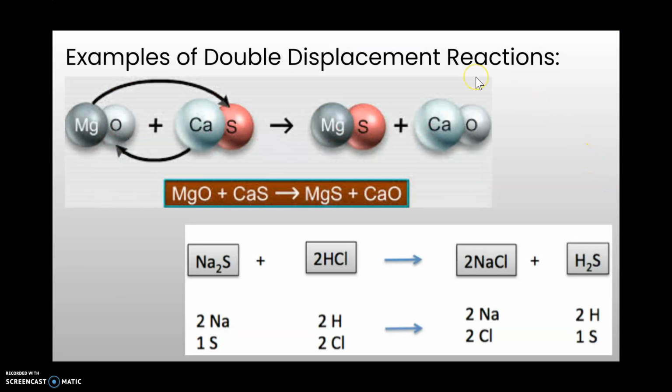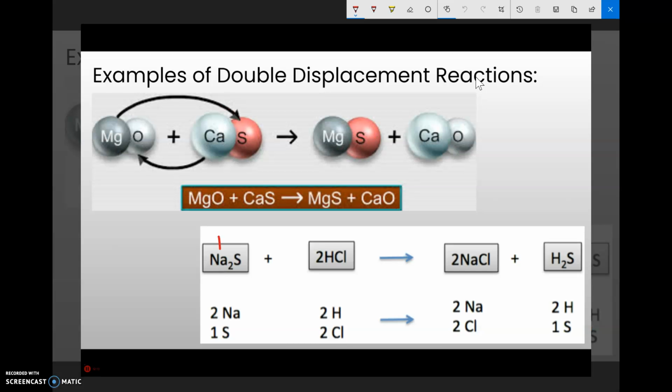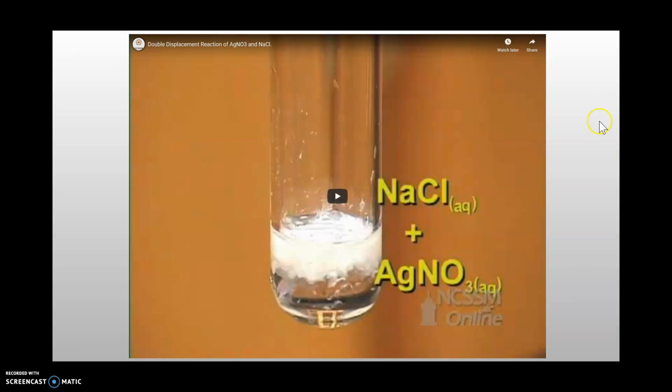Okay, another example is down here. Again, on this one, positive. These two positives, the sodium and the hydrogen, would change places. So now we get sodium and chlorine, and then the hydrogen and the sulfur that are bonded together. Again, there's a video, so you can pause and watch that.